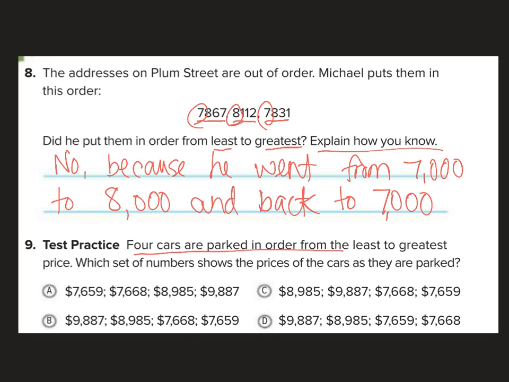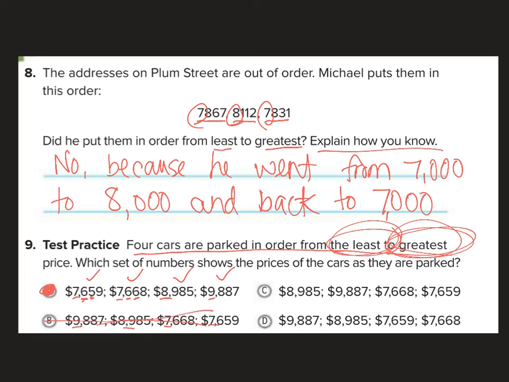4 cars are parked in order from least to greatest. What does that say? Price. Okay. Which set of numbers shows the prices of the cars as they are parked? So smallest to biggest number. Okay, we've got 7, 7, 8, 9. So that's good. Let's compare the next ones. We've got 2 6s. And then a 5 and a 6. So yep, these are good. Check, check. We know that's the next biggest one. We have 8,000, 9,000. Least to greatest. So that one works.